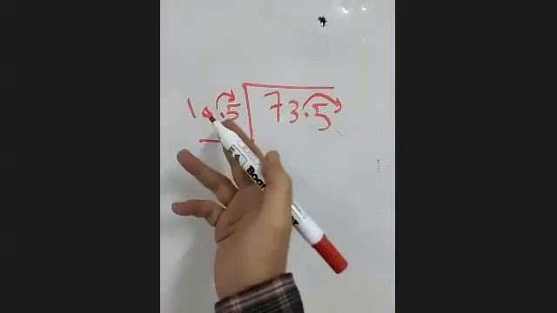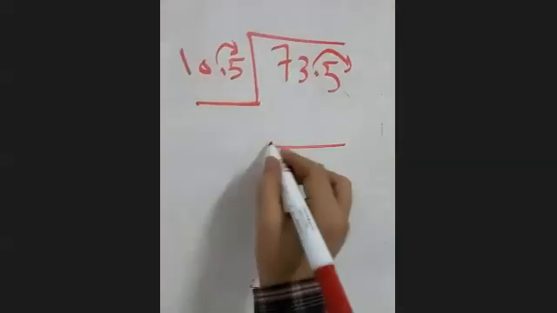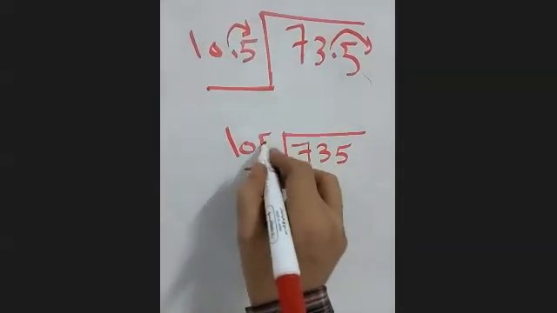So if we push one digit here, we need to push one digit here also. Now we divide, or we have new numbers. This number will be 735. This number will be 105, right?